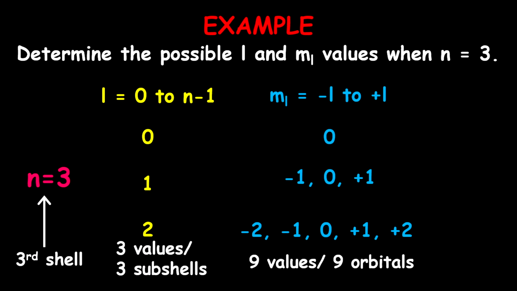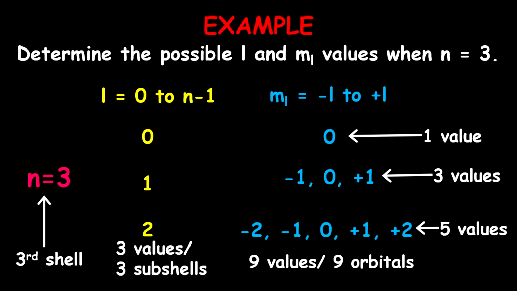And so let's look at these numbers to get this 9. First, we have 1 value, which is 0. Then 3 values, minus 1 to positive 1. And then we have 5 values. So altogether, we have 9 values for ml, which means that you have 9 orbitals. And so when n is equal to 3, we are referring to the third shell, and the third shell will have 3 subshells. And when there are 3 subshells, based upon n equal to 3, we will have 9 total orbitals. All right, so this example is out of the way.